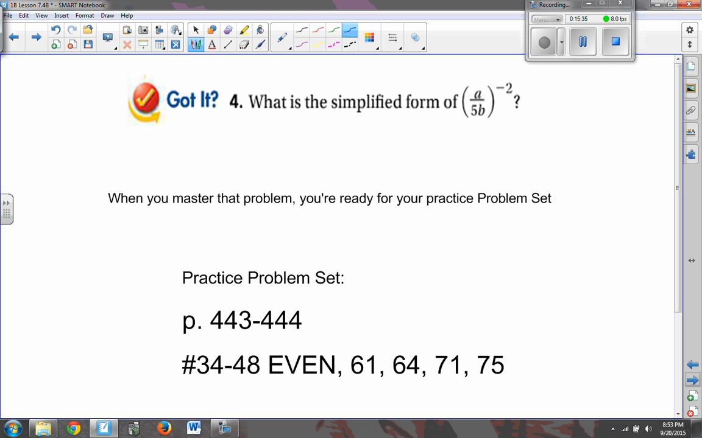And now I want you to take a look at got it number 4, where I'm asking you to raise this fraction here to the negative second power. Okay? So got it number 4, which you can find there on the top of page 442, if you're looking for it in your book. Once you've mastered that problem, using one of the two methods that we looked at on the last slide, you're ready for your practice problem set, which is right here. Okay? So once you've mastered that problem, you're all ready.